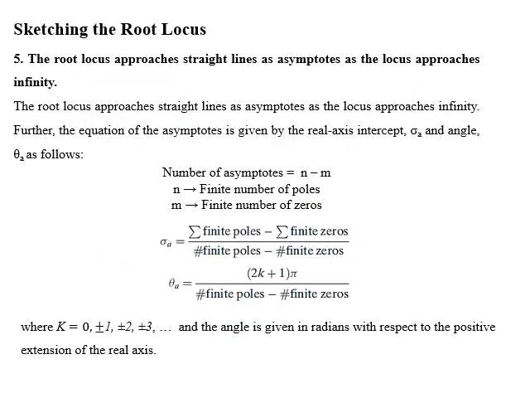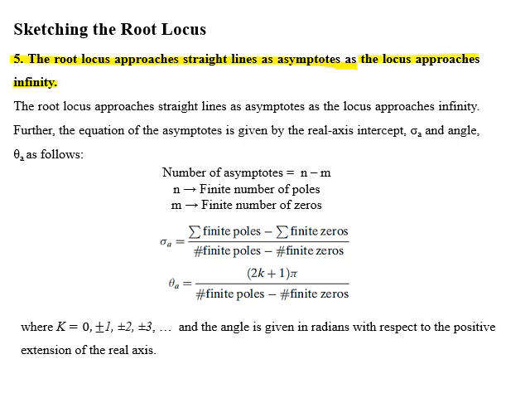Dear students, in rule number 4 we studied that root locus will begin at finite or infinite poles of G(s)H(s) and will end on finite or infinite zeros of G(s)H(s). Now our next rule is rule number 5, which says that the root locus approaches straight lines as asymptotes as the locus approaches infinity.